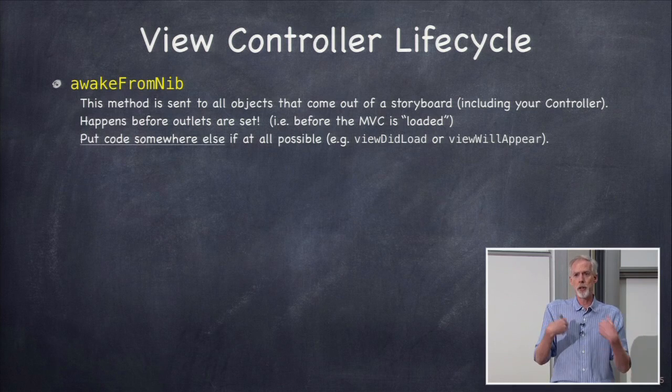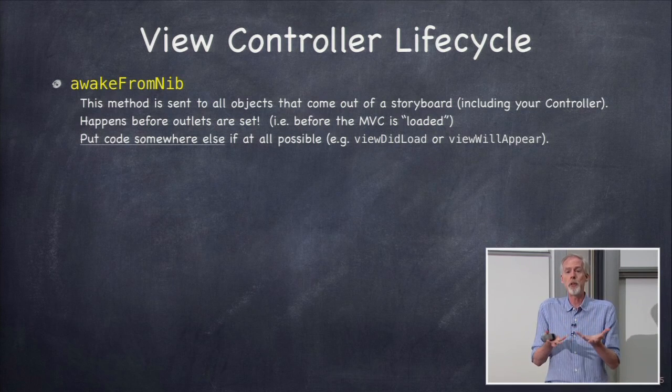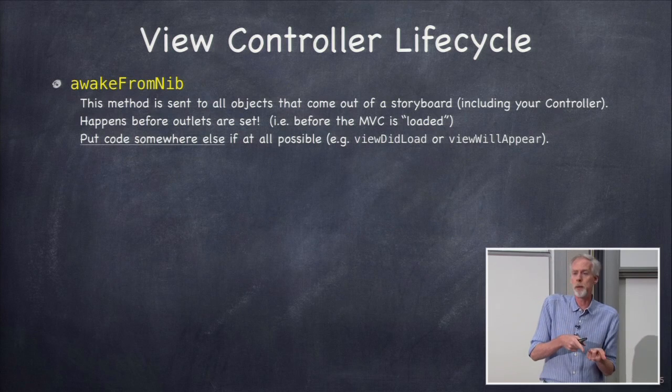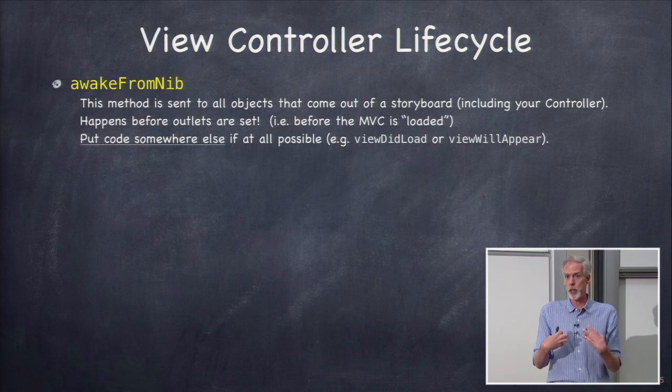For example, if you want to set yourself as the delegate of the split view controller you're in, awake from nib is a good place to do that, because then it happens really early, and you'll start getting those delegate methods from split view as you go through the rest of your life cycle. Okay? So there are some times when awake from nib is good.